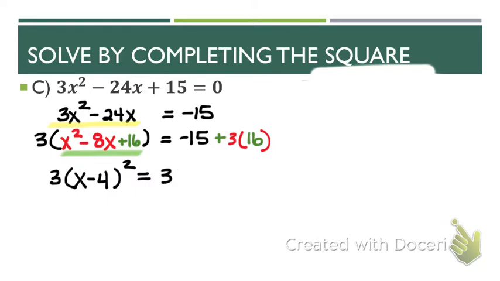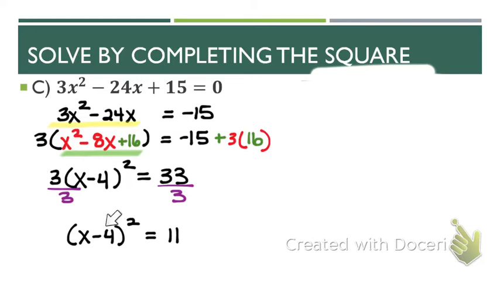33? All right, so now before I take the square root, I have to get rid of this 3. How do you think I'm going to do that? If this is being multiplied, what's the opposite of multiplication? So let's divide both sides by 3. We're almost to the finish line, y'all. And you get x minus 4 squared equals 11.